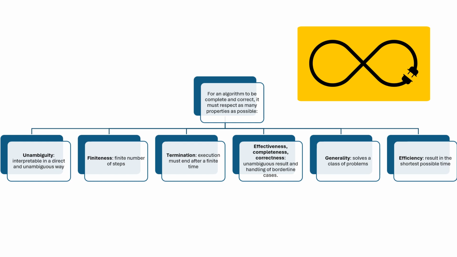Then finiteness, a finite number of steps. This means that we write the algorithm and maybe we don't even know how many steps we have in this algorithm, but what we know is that there is an end. And this is really strongly connected to termination, because the execution must end after a finite time.